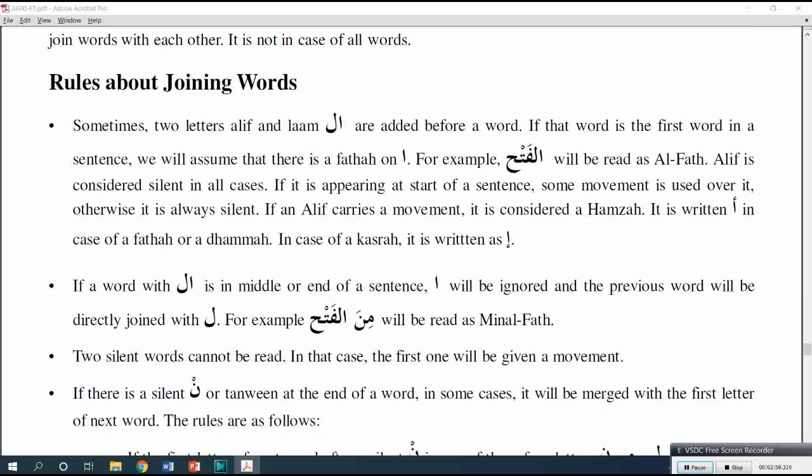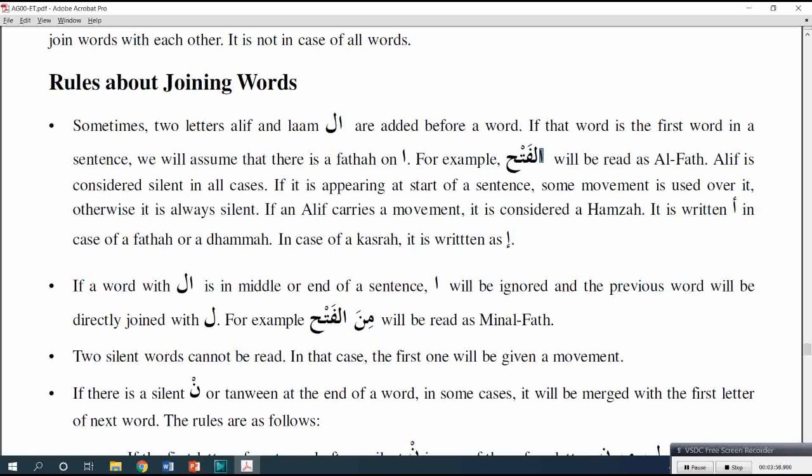Sometimes 2 letters, alif lam, come and are added before a word. This alif lam is a word which means the in English. If that word is the first word in a sentence, we will assume that there is a fatha on it. By default, it will appear in that way, like al-fath. So this fatha on this alif is there by default. You'll have to pronounce it, an example is al-fath, al-fath. So please pronounce it in that way.